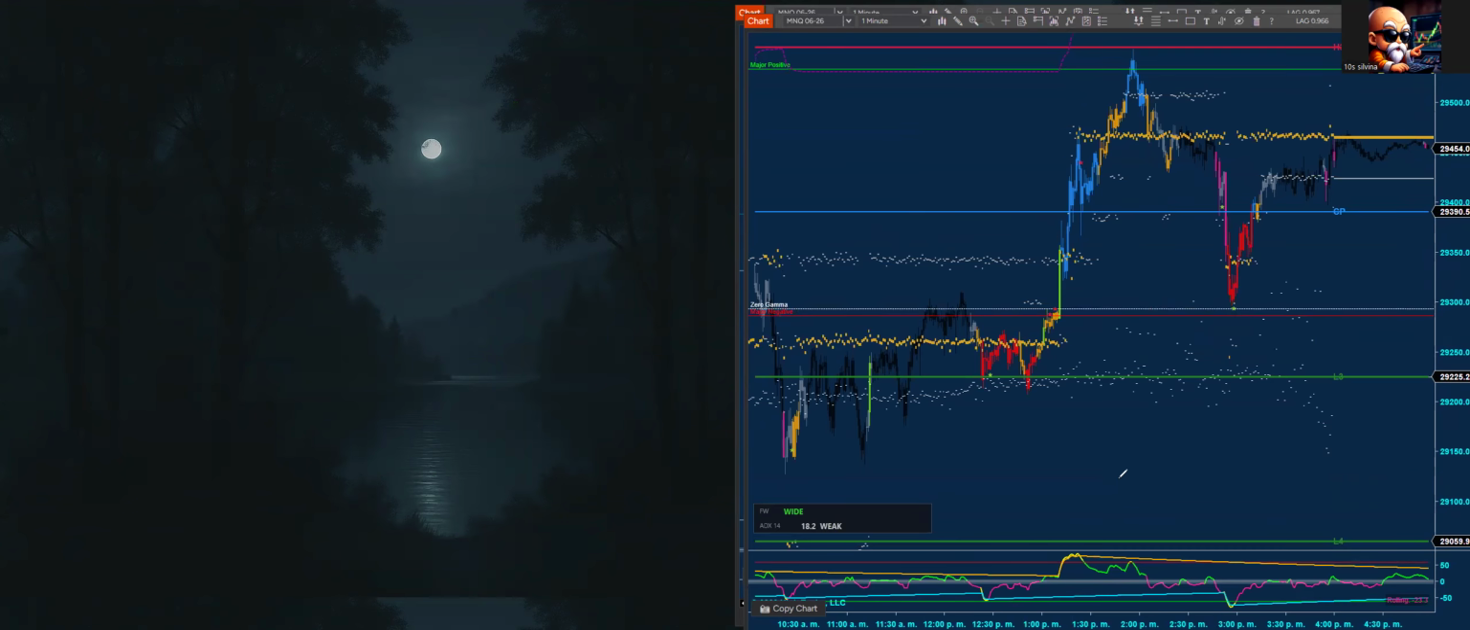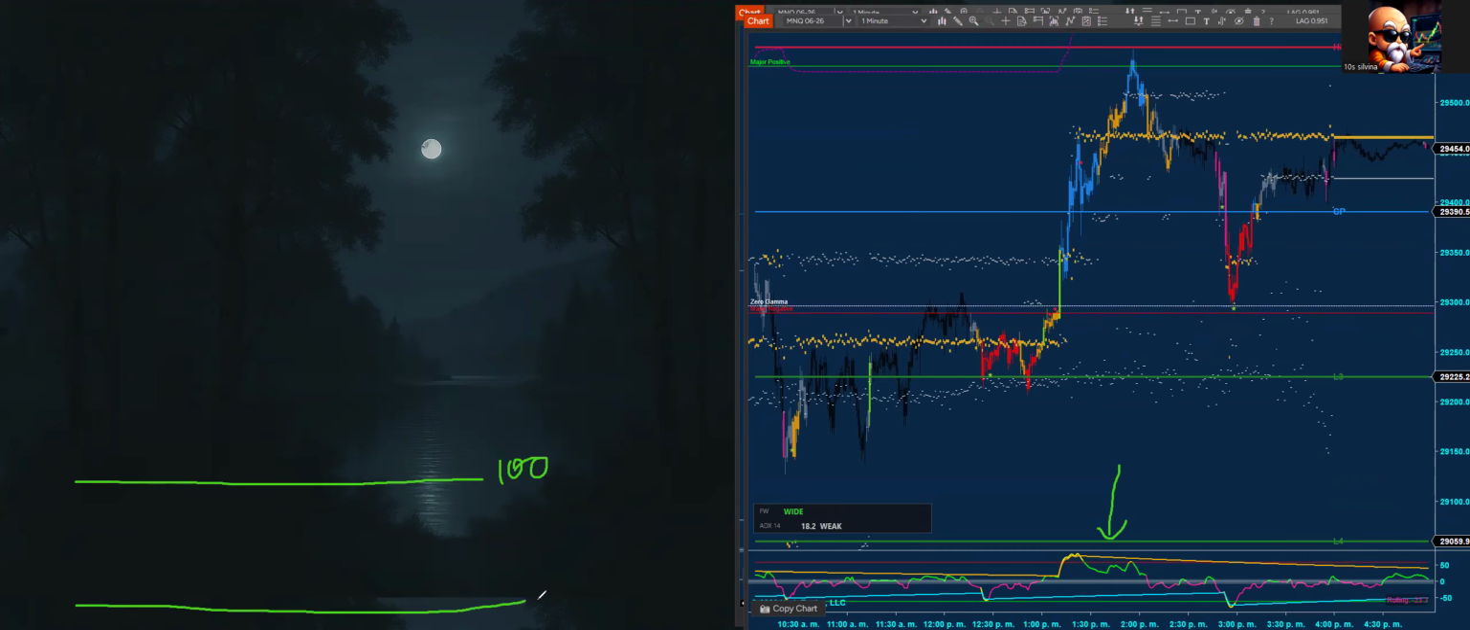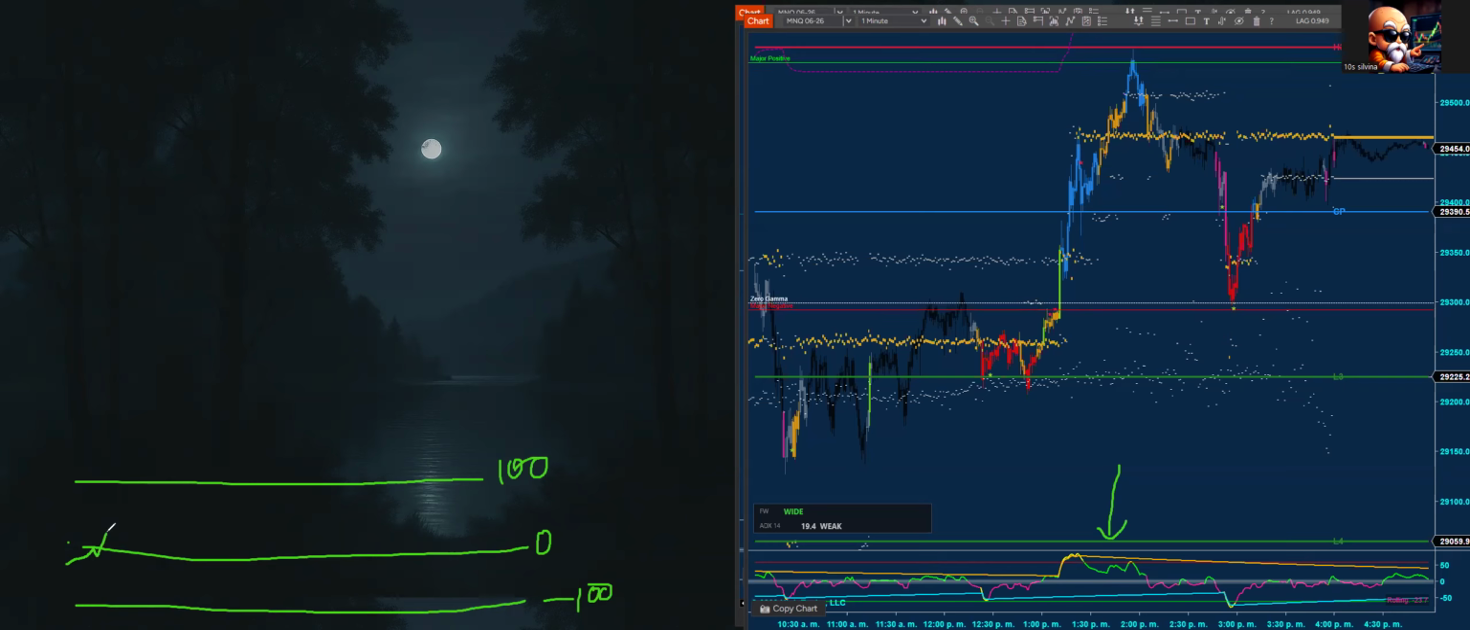This indicator, the second panel, has level 100 and level minus 100, and the most important level is 0. Now we have a moving average. When this moving average crosses from below to above and stays above, I name it rolling. Rolling above means buyers. Here are buyers, holding buyers.